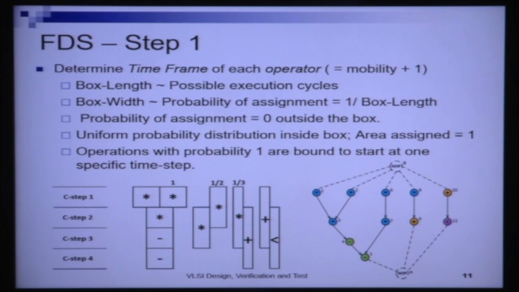Now, let us take operation 6. Operation 6 has a length of 2 time steps. Why? Because it is possible to schedule it in either time step 1 or time step 2. For all the operations in the critical path, the mobility is 0, and hence the time frame is 1. Here the time frame is 2 because the mobility is 1. That means operation 6 can either be scheduled in time step 1 or time step 2.